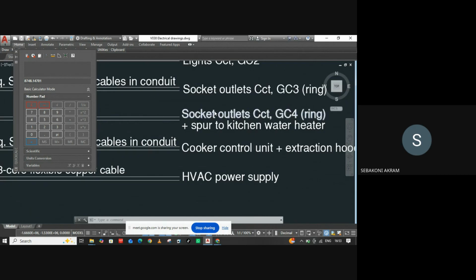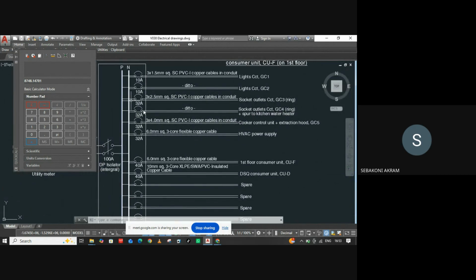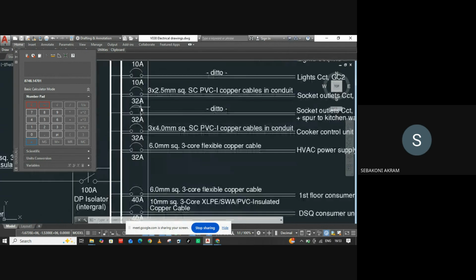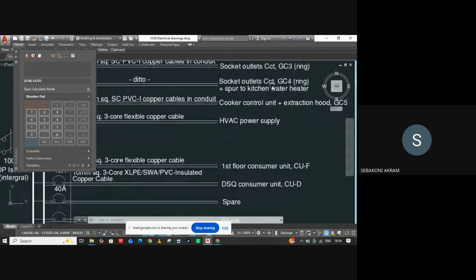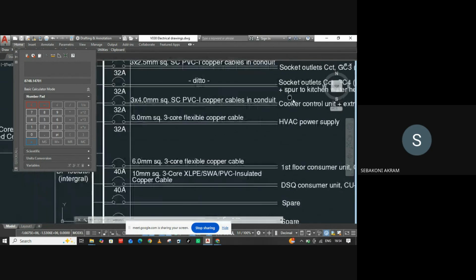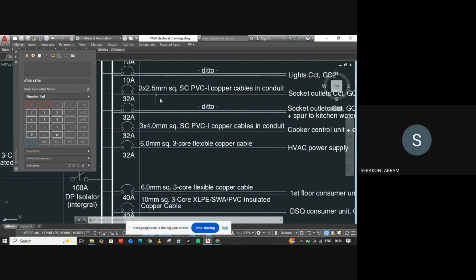It's like having your circuit breaker here, then you attach 2 cables from it. You attach the main and another cable. So in other words, you're having 2 cables running from the same circuit breaker. So that is a spur to the kitchen water heater of the same size, 2.5.